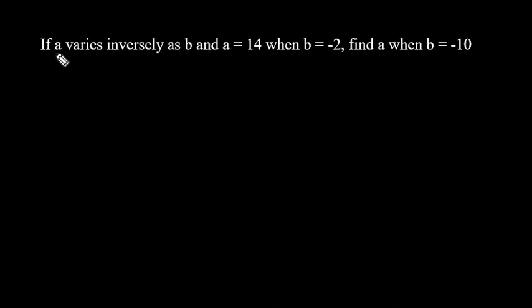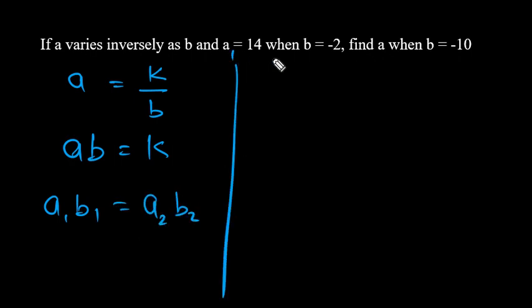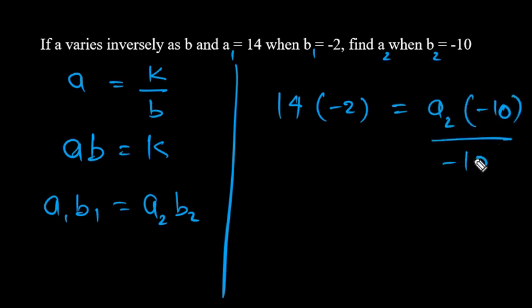In this one, A varies inversely as B. So varies inversely as B, you will write it as A equal K over B, right? So AB is equal K, or you can write A1 B1 is equal A2 B2. Good. Now this is A1 B1, A2 B2. A1 is 14, B1 is -2, A2 I don't know, B2 is -10. Divide with -10 both sides, that will be cancelled, negative negative positive.